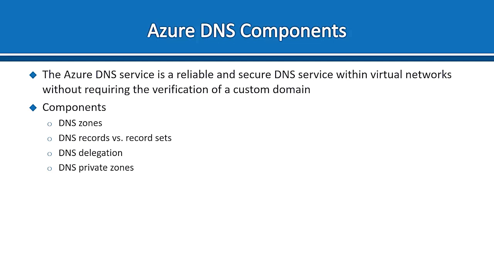Now, in addition to adding custom domains and just some standard DNS stuff, we have the Azure DNS service, which is a reliable and secure DNS service within virtual networks. This actually functions without the verification of a custom domain, and it has several different components. The first component is a DNS zone. Now, the nice thing here is, again, if you've got any network background at all, or deal with Active Directory networks, then we probably know DNS pretty well, or at least some of this terminology. Just in case, I'm going to cover it, but this should be review. The cloud versions of this are not really that much different than the on-prem version.